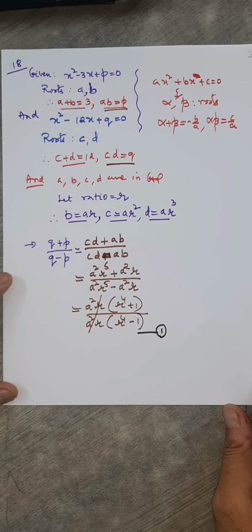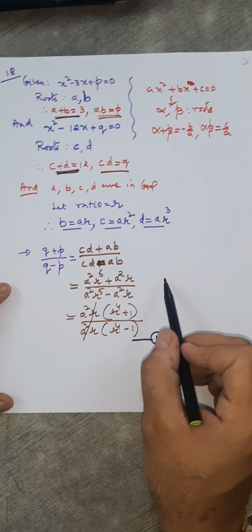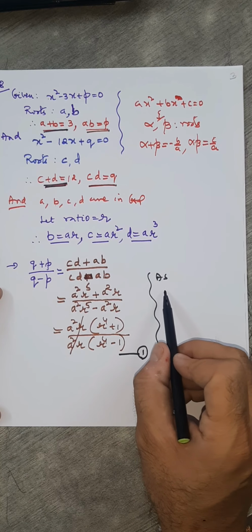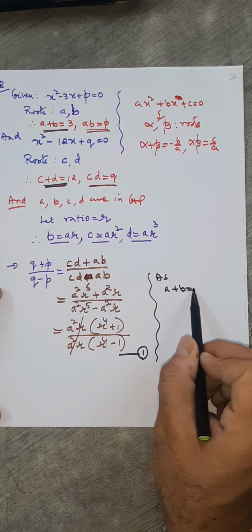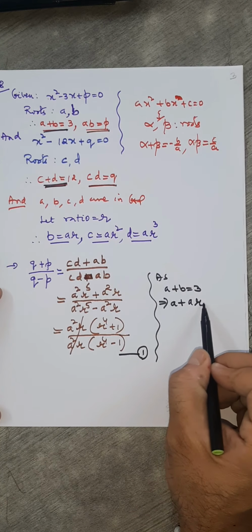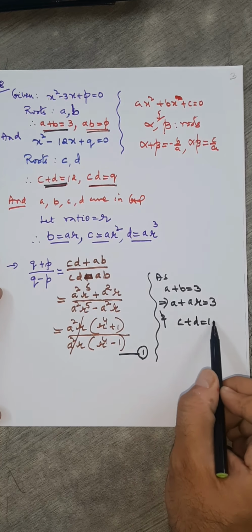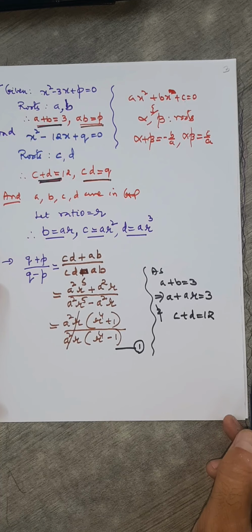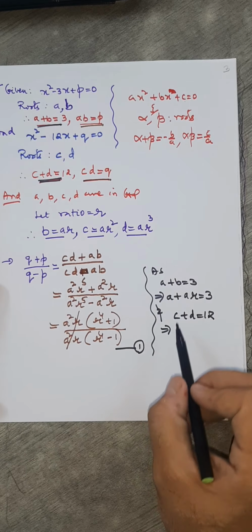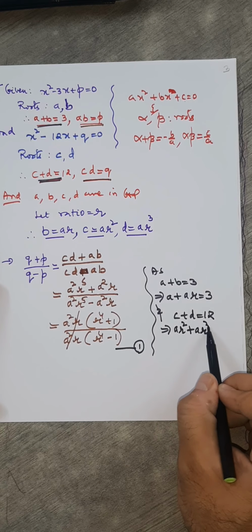So for that what we do is, we have not used this information, we'll use this. So let me do this much on the side here. As A plus B is 3, it implies A as it is, what is B? AR equals 3, and C plus D equals 12. You must have noticed in the entire solution we are converting everything in the form of A and R. It implies what is C? That is AR square. What is D? AR cube equals 12.